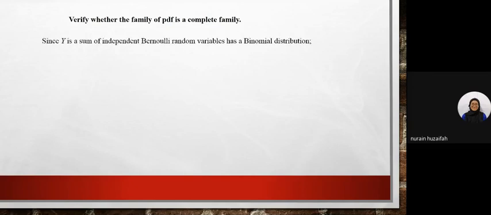Okay, so again, since our y is summation xi, with i equals 1 up to n, y is now a sum of independent Bernoulli random variables, so we will have a binomial distribution. So this one you need to know. That means when we start with the Bernoulli distribution, if y is equal to summation xi, then y will have a family of binomial distribution. So y is binomial(n, p).